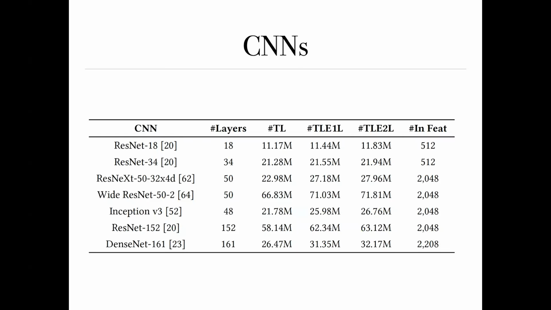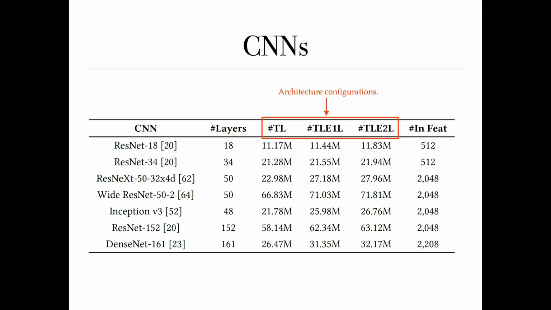We used 7 CNNs, starting with ResNet 18 with 18 layers, and going up to DenseNet 161 with 161 layers. Here we have ResNet 34 with 34 layers, ResNet 50 with 50 layers, wide ResNet 50 with 50 layers, Inception v3 with 48 layers, ResNet 152 with 152 layers.